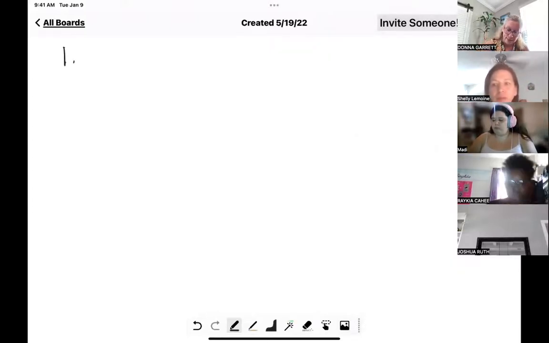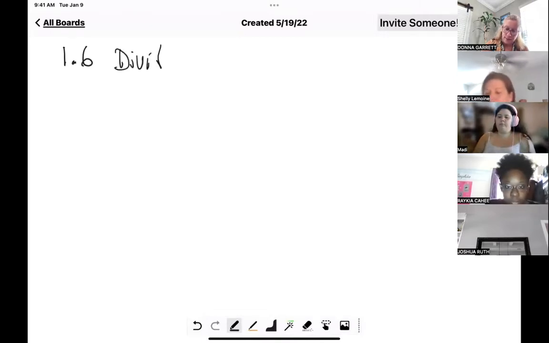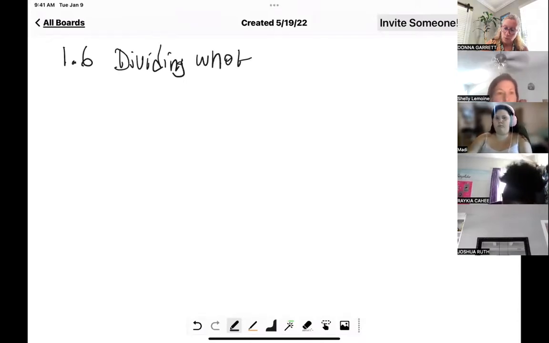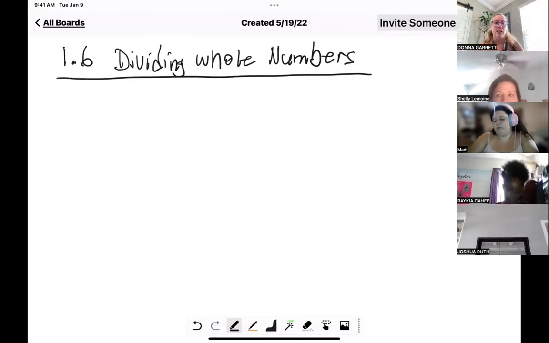1.6, dividing whole numbers. And don't you worry, we got fractions coming and decimals coming. We have all that fun stuff. So right now we're on whole numbers, and then we go to decimals and fractions. I forget which order. I think decimals is first. Okay.